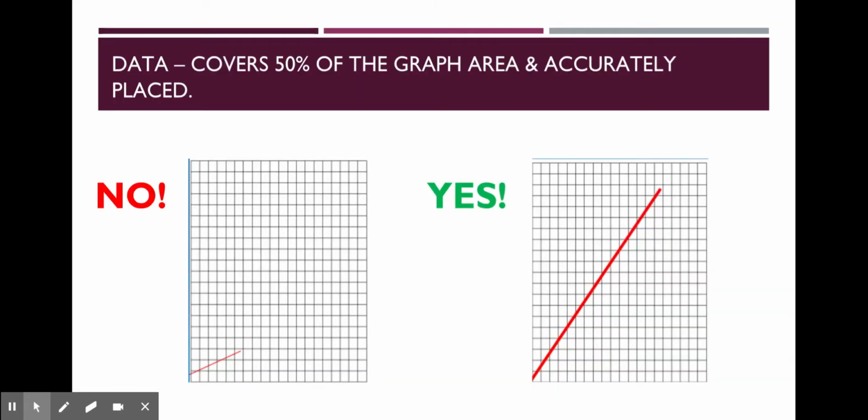Your data should cover 50% of the graph area and it needs to be accurately placed. So when you're looking at setting up your graph, if you have a certain area that I've either given you or on your paper, you need to make sure your data covers the whole graph. If you just do a very little bitty graph, you will get points off.